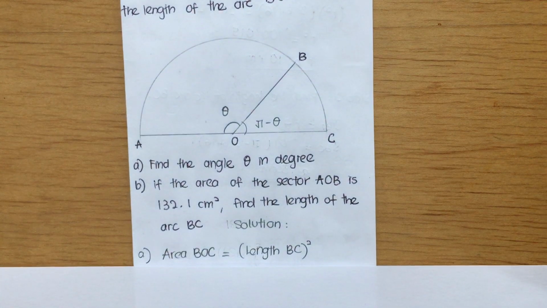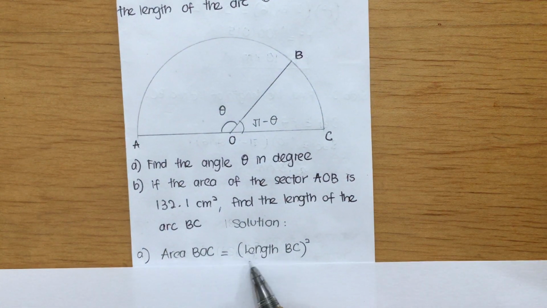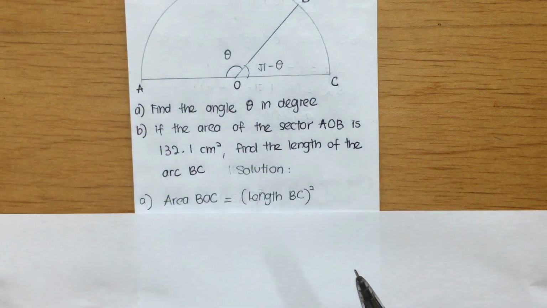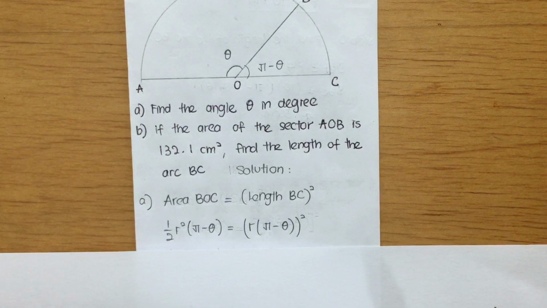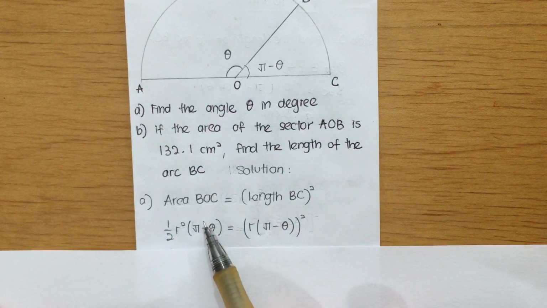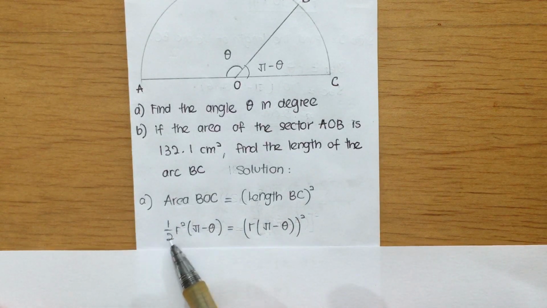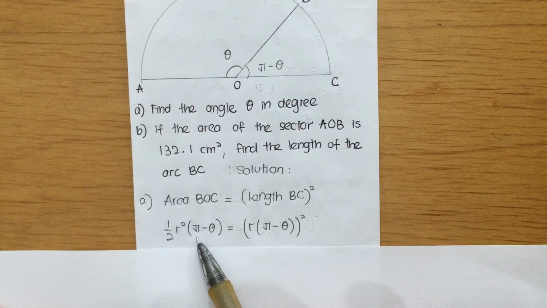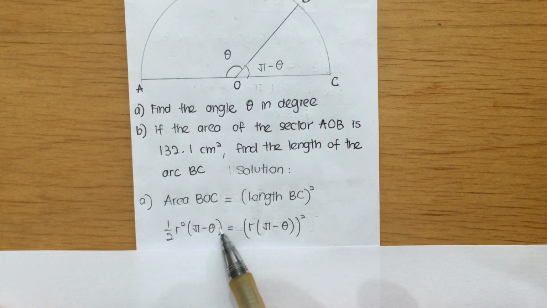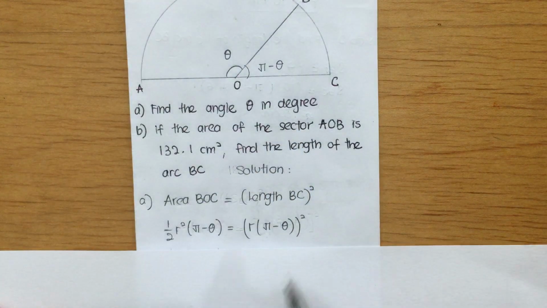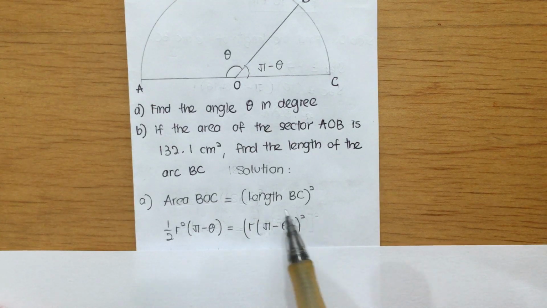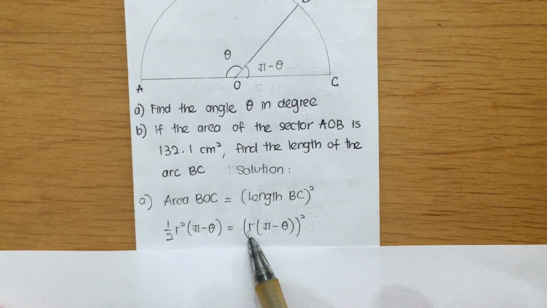So now we can proceed to do the calculation of area of the sector BOC equals to the square of the length of the arc BC. Okay, so to find the area of the sector, we need to use half r square theta. In this case, our theta here is pi minus theta. Okay, so this is pi minus theta, and then the length of the arc, we need to use s equals to r theta. So we need to use the r theta formula.